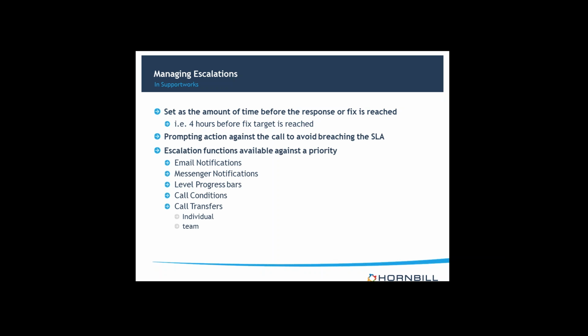So the functions that we've got available: we could have email notifications and Supportworks messenger notifications. We can use progress level bars and call conditions to visually indicate how the call is progressing. Call transfers, so there's our functional escalations in there.